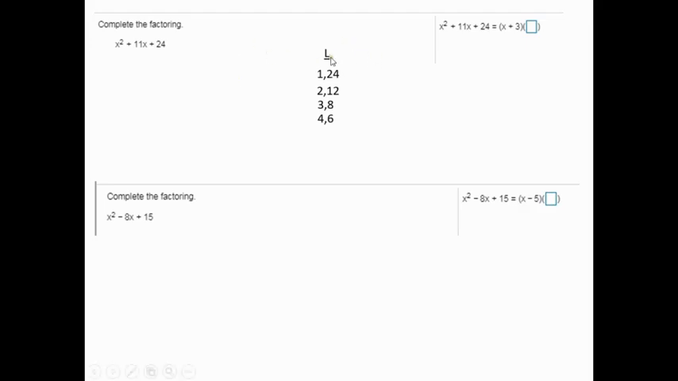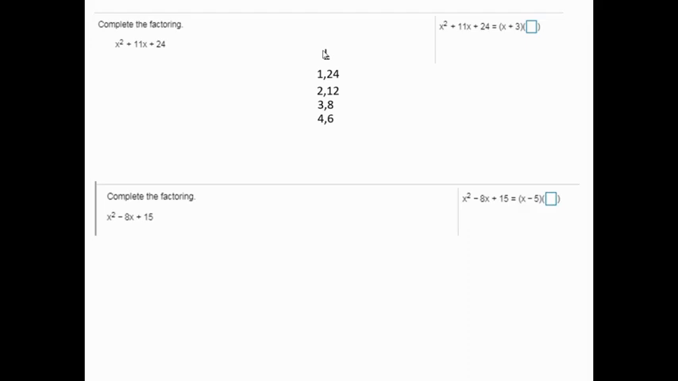And I usually indicate this by putting an L, and then I list my factors here. Why I use that L will be a little bit more clear as we start working with trinomials that don't have a leading coefficient of 1. But right now we're just looking at the factors of the last. So we got 1 and 24, 2 and 12, 3 and 8, 4 and 6. So we've listed the factors.